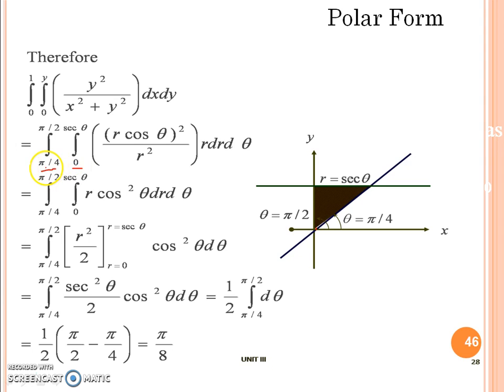So we get theta varies from pi by 4 to pi by 2 and r varies from 0 to sec theta, with y squared in the bracket. Here again y is converted into polar form, so y equals r sin theta. Here y square gives r sin theta in the bracket square divided by r square. Again dx dy is nothing but r dr d theta in polar form. We always integrate first with respect to r and then with respect to theta. We get the final answer, that is pi by 8.